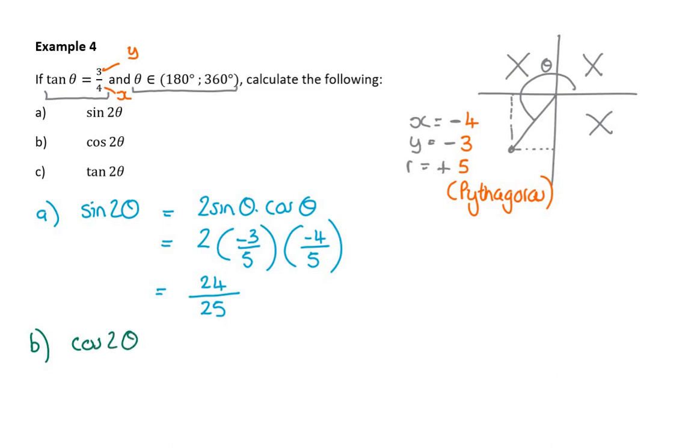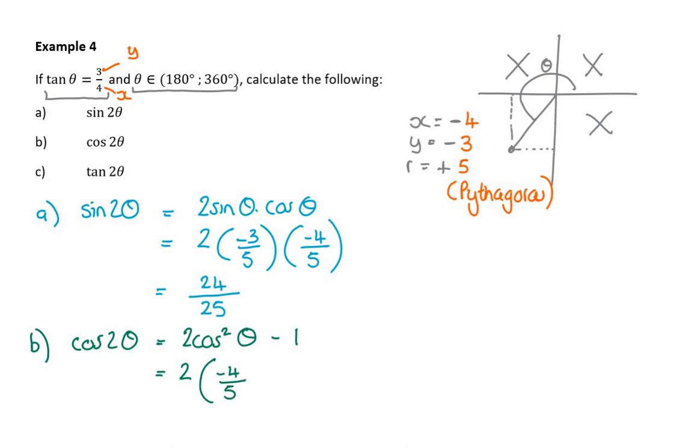Well, there's 3 ways to find out cos 2 theta. It really doesn't matter. I could use cos squared minus sine squared. I could use 1 minus sine squared. I could use 1 minus 2 sine squared, or I could use 2 cos squared minus 1. Now, I actually tend to use the one with only one of the ratios, simply because then I'm only working with one thing that I have to substitute, but it actually doesn't matter. You would get the same answer.